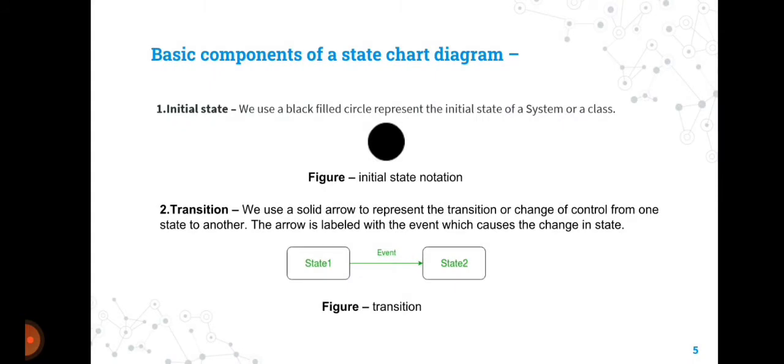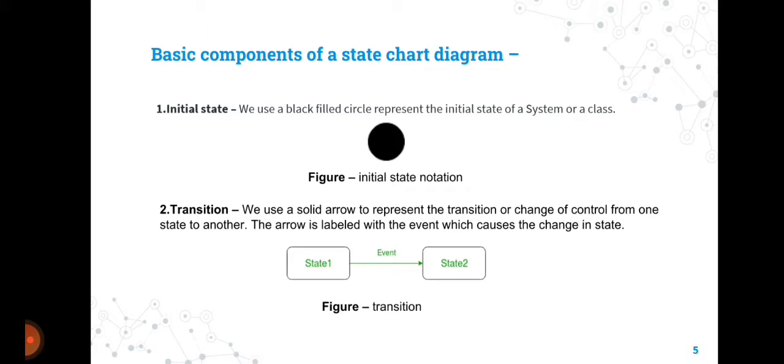Next we can see basic components of a state diagram or state chart diagram. The first one is initial state. We use a black filled circle to represent the initial state of a system or a class. We can see that black circle. The second one is transitions. We use solid arrow to represent the transition or changes of control from one state to another state. The arrow is labeled with the event which causes the changes in state.